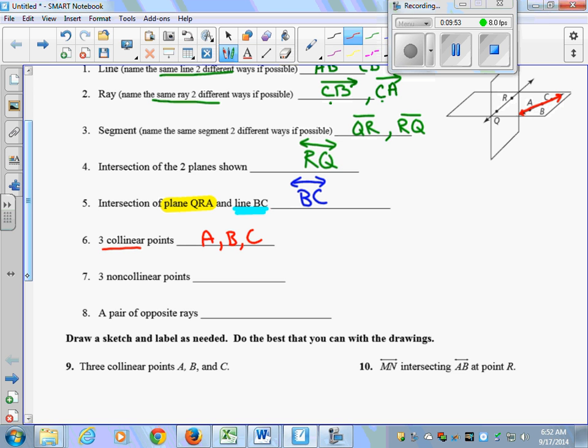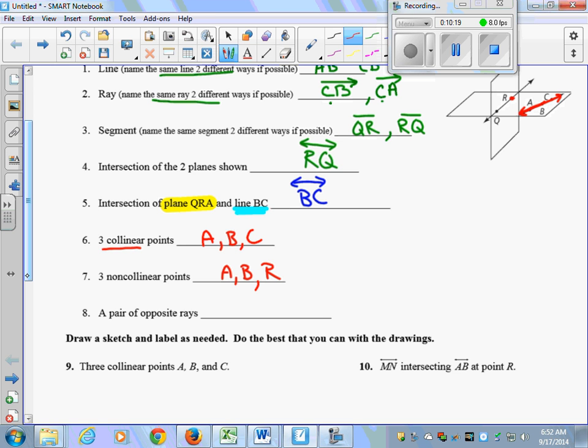Three non-collinear points, well, now I have to involve another point from this line over here. So I could take 2 from line AB, and I could choose 1 over here, or I could use Q and R and 1 from the other. 3 non-collinear points, let's say A, B, and R.